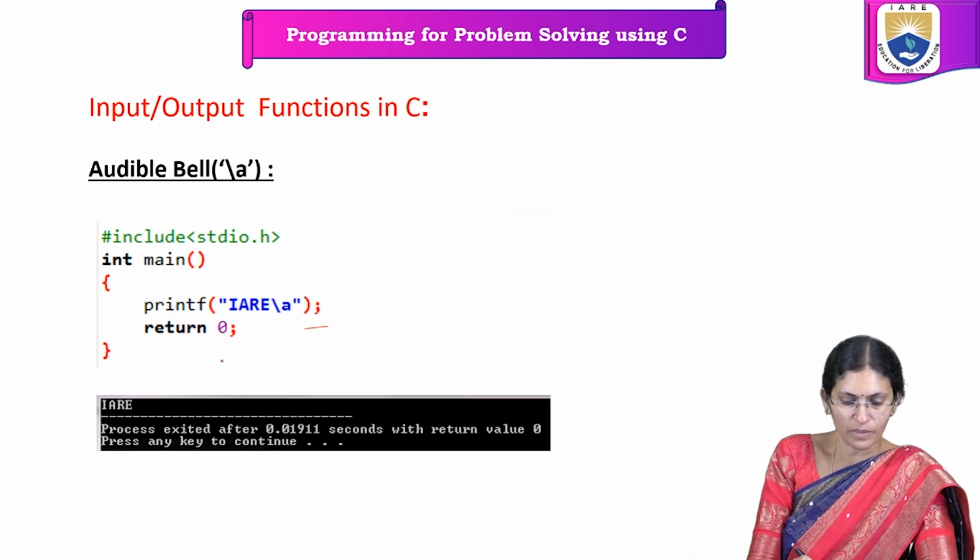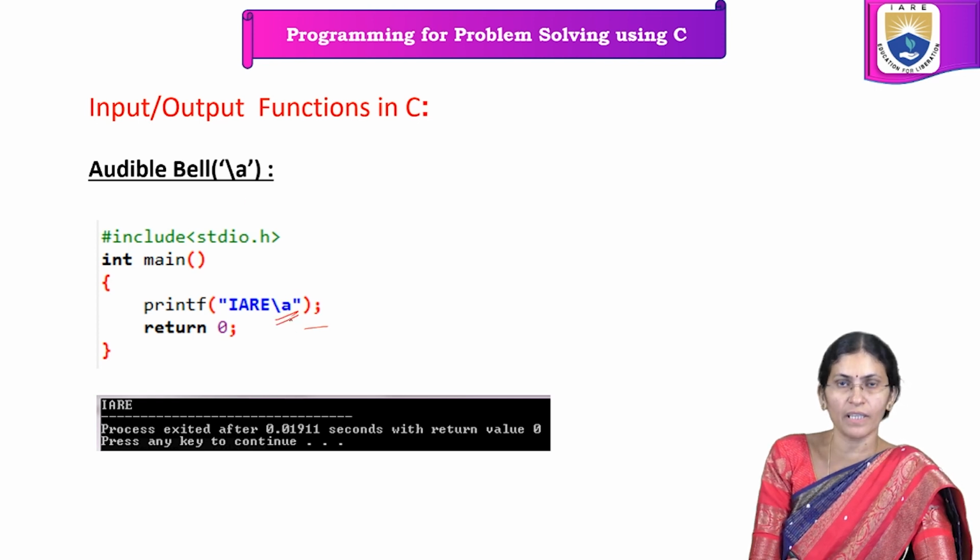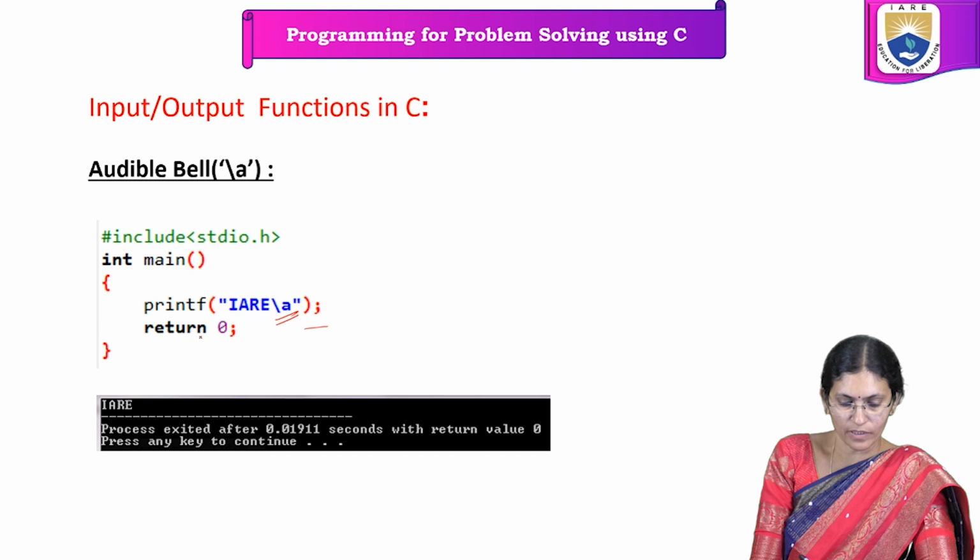The next, audible bell. So this is a simple program to understand the use of escape sequence \a. So here in the printf statement we have used IARE, then audible bell escape sequence, that is \a. So by using this, IARE will be printed, and after that a beep sound will be heard.